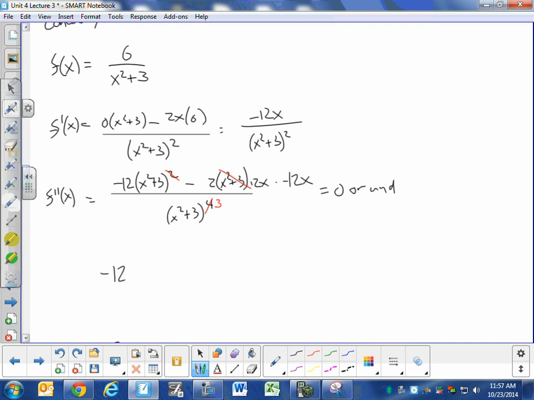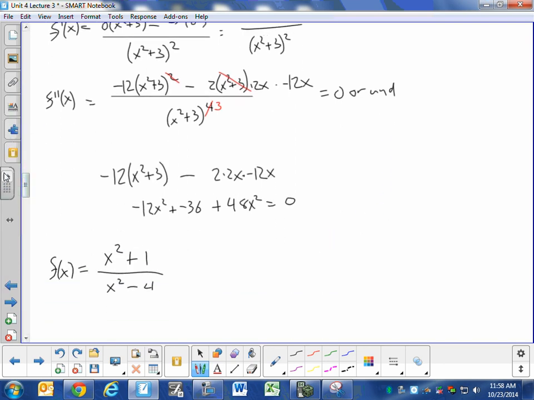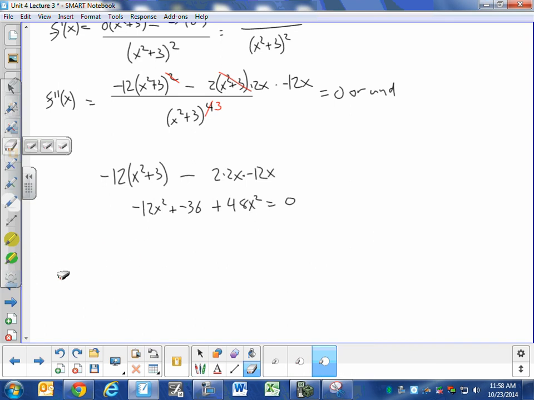So I have negative 12 times x squared plus 3 minus the quantity of 2 times 2x minus 12x times negative 12x. So that's negative 12x squared plus negative 36 plus 24, 48 x squared. That's equal to 0. So that's 36. Let's just move down a little bit. Let's get rid of that guy. That would be really nasty.